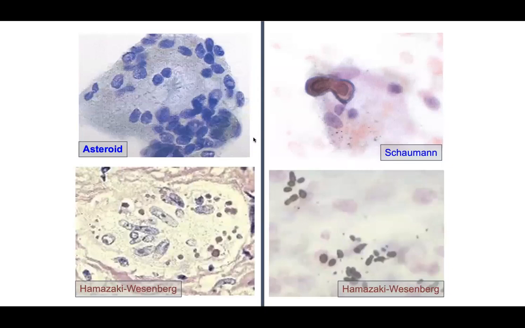Another example of an asteroid body on the top left, a Schaumann body on the top right, a Hamazaki-Wesenberg on the bottom row here. And you can see that they look very similar to these budding yeast. And so if you had your differential including fungal, then that might be a little bit confusing. And so you really have to put it together with the clinical scenario.